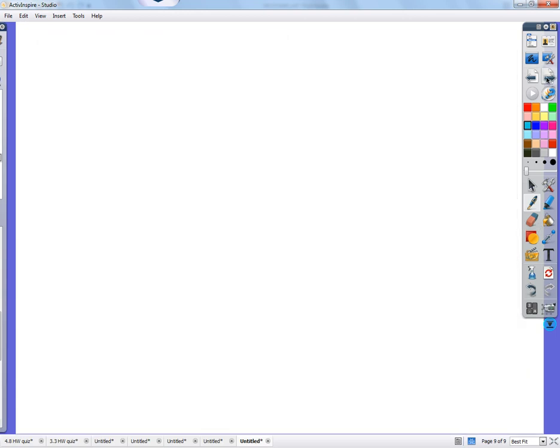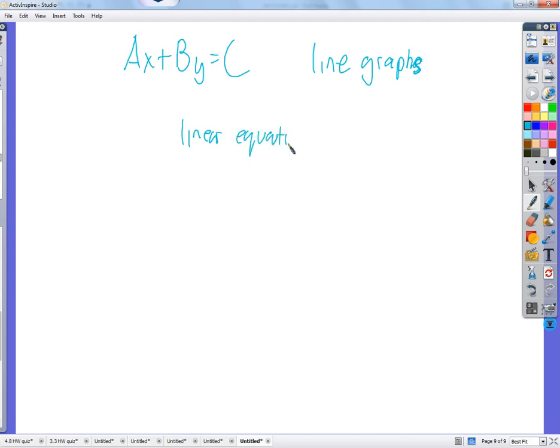So it turns out that anything that looks like this, a number times x plus a number times y equals some other number. What kind of a graph are we making with these? What kind of shapes are we getting? Line shapes. We're getting line shapes. Line graphs. Yeah? So that's why these are called linear equations, because their graphs are lines.